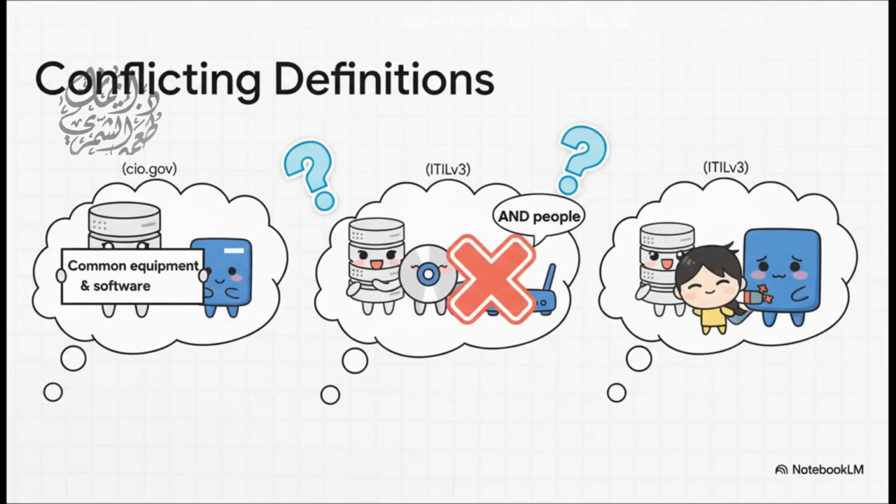Okay, so check this out. This is really the heart of the confusion. You've got one official government source saying it's just equipment and software. But then a major industry framework, ITIL, says, well, yeah, it includes networks, but absolutely not people. And then another source comes along and insists that you have to include the people who provide support. I mean, they can't all be right, can they?